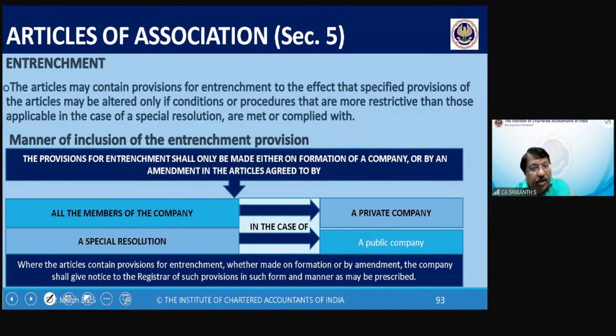Okay. So if you want to introduce entrenchment, where the articles contain provisions for entrenchment, whether made on formation or by amendment, the company shall give notice to the registrar of such provisions in such manner and form as may be prescribed. See, beautiful section, well-intentioned, introduced. Nobody uses. Nobody uses. See, when my guru used to say, these are all enabling provisions. Entrenchment you need not have. If you want to have, provision is there. Section 5 enables it. It is an enabling provision.